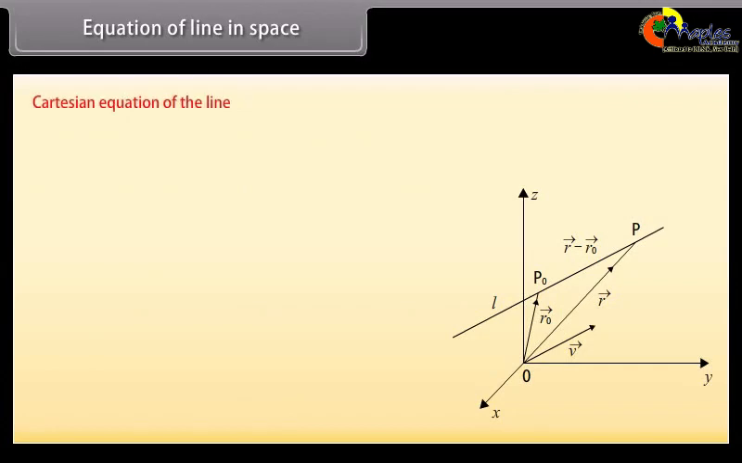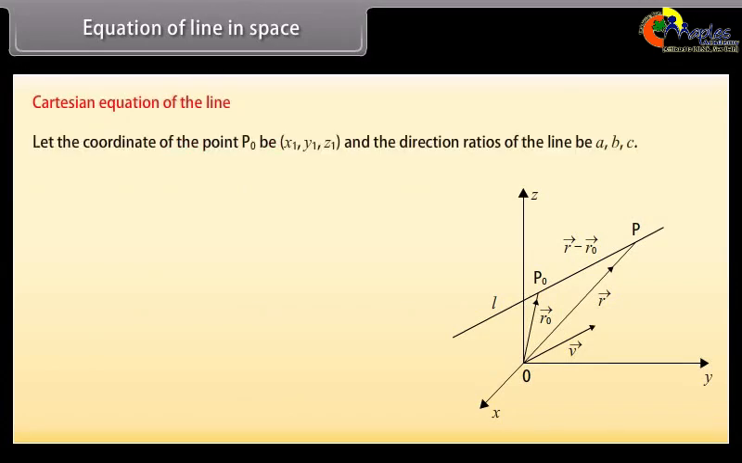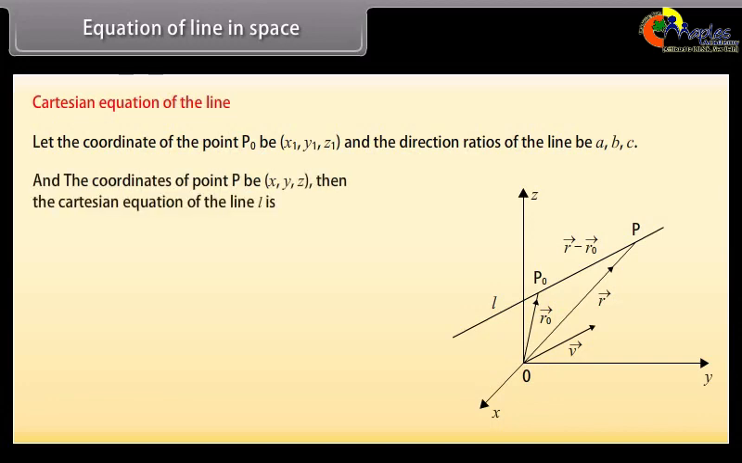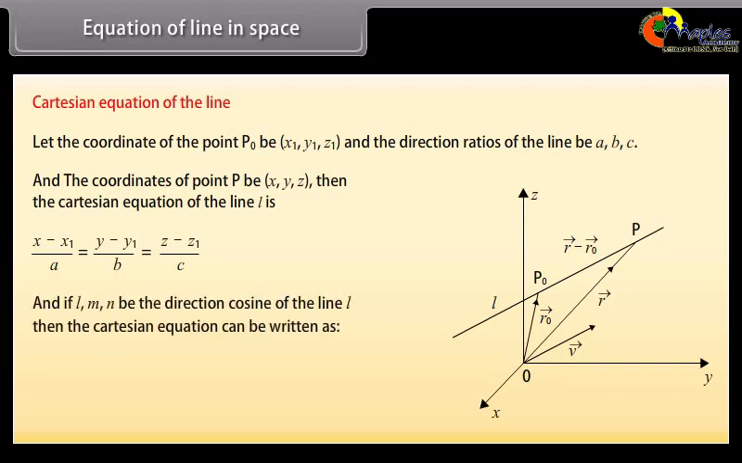Cartesian equation of the line. Let the coordinates of the point P0 be x1, y1, z1 and the direction ratios of the line be a, b, c. And the coordinates of point P be x, y, z, then the Cartesian equation of the line is (x minus x1) by a equals (y minus y1) by b equals (z minus z1) by c. And if L, M, N be the direction cosines of the line L, then the Cartesian equation can be written as (x minus x1) by L equals (y minus y1) by M equals (z minus z1) by N.